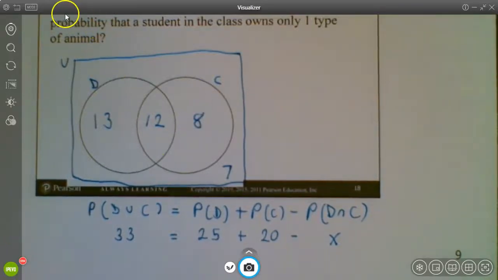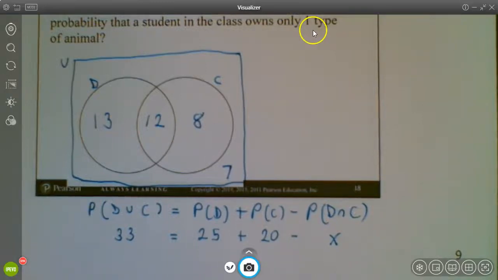So what's the probability that a student in the class owns only one type of animal? So they could ask you all kinds of questions now. They could say, how many only own a cat? It would be 8 out of 40. How many own both? It would be 12 out of 40. How many don't own anything? 7 out of 40. And so you could really answer any question now from this diagram.